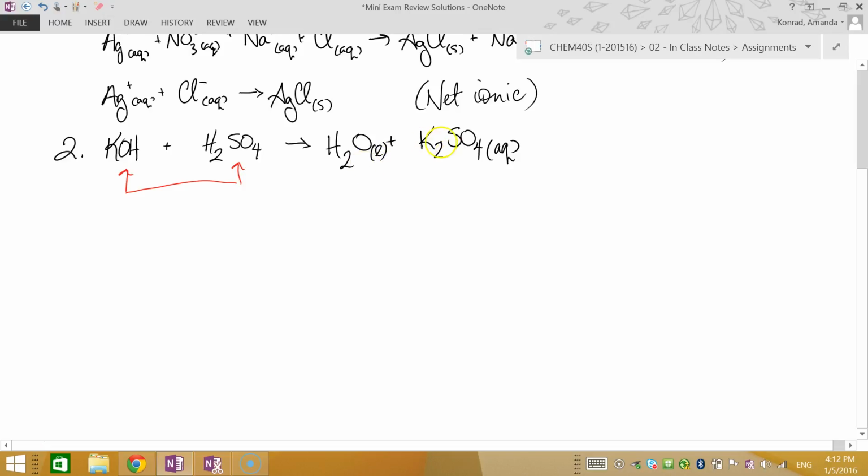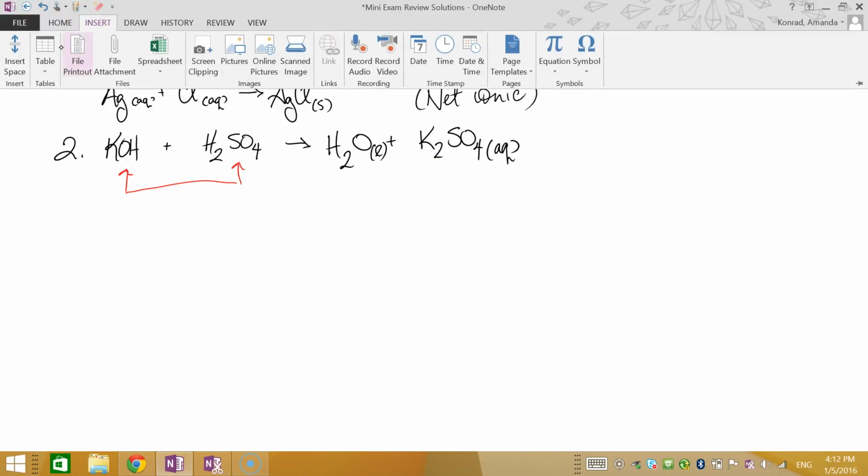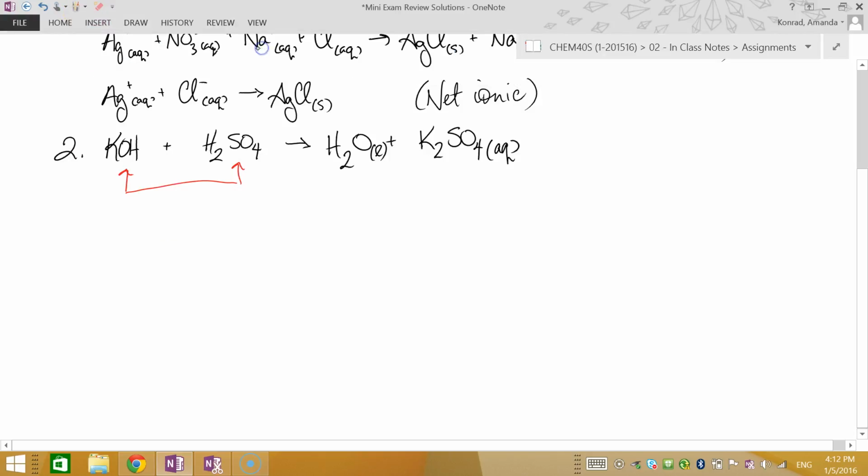So we're going to leave that as aqueous. Please note there is a 2 as the subscript beside potassium because the charge on potassium ion is 1 plus, and the charge on the sulfate ion is 2 minus. So to balance out those charges, make sure there's equal electrons being given and taken, we need that to be there. This is neutralization because we have OH plus H gives us water. That water molecule is the key to all of this.